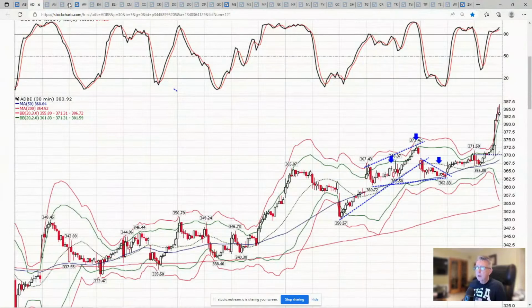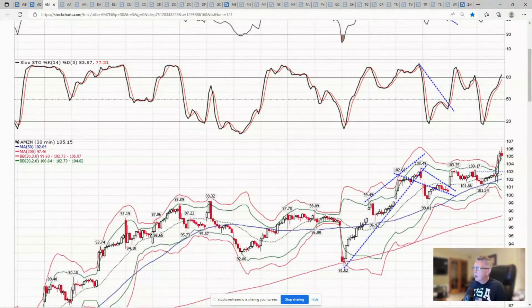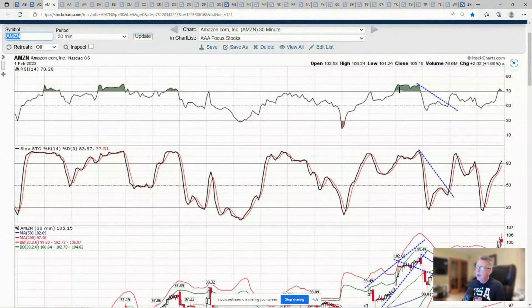So that's Adobe. Now, moving on to Amazon, a little bit extended here. It looks as though we're probably going to pull back. There's no trade to be had here. I would prefer to short Adobe relative to Amazon. Why? Again, RSI is more expensive on Adobe than what it is on Amazon. And you have the same Bollinger Band setup. So I prefer Adobe for a scalp.